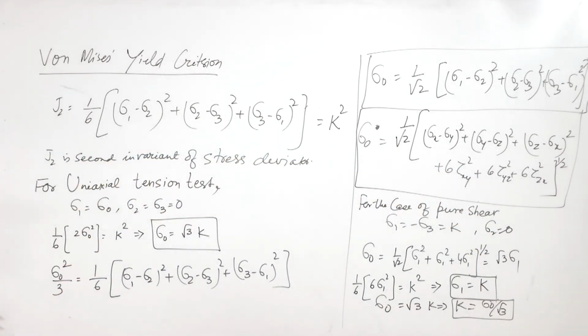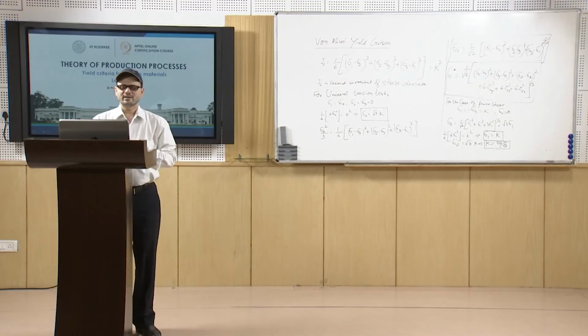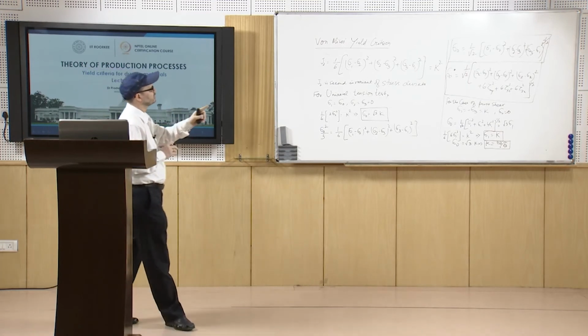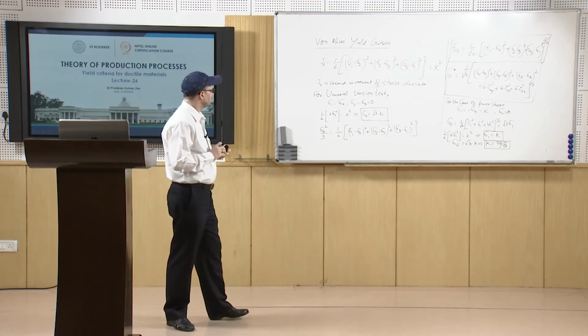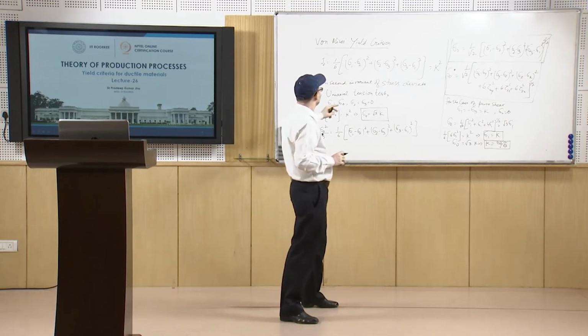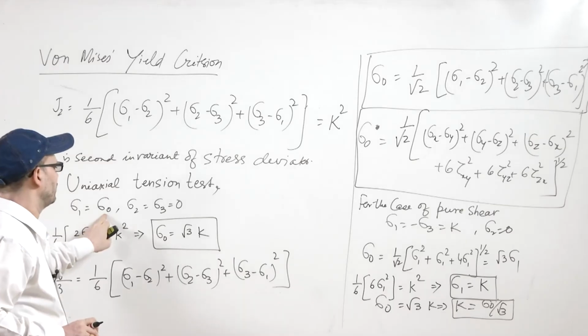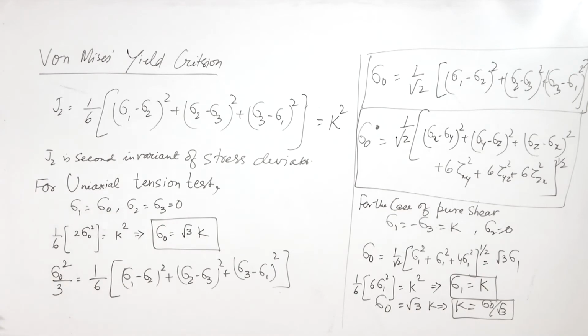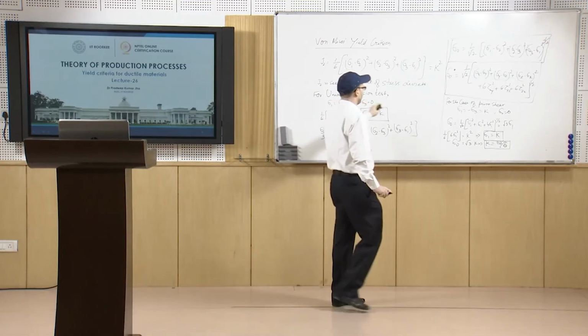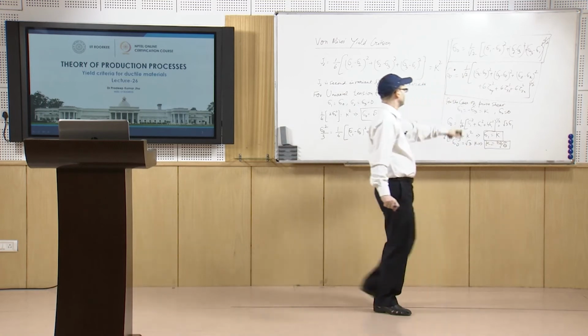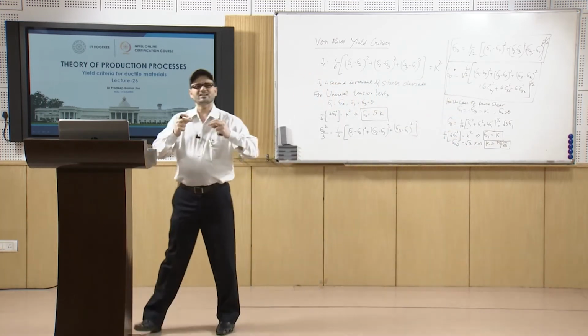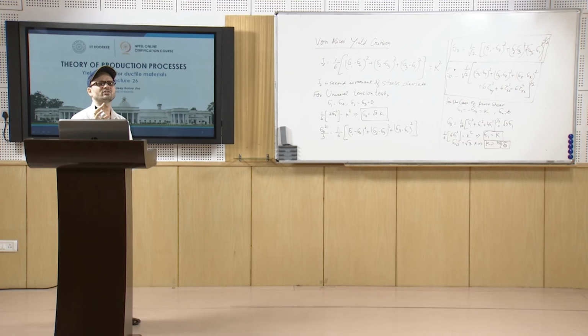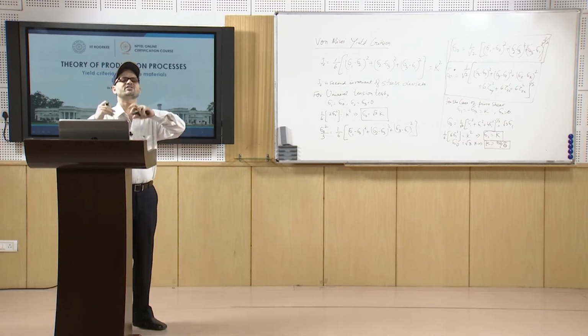Now, in this case what you see is k will be sigma naught by root 3, and that is what it tells us: the yield stress in torsion. In the earlier cases sigma 1 was sigma naught and that was equal to k, but in this case k is sigma naught by root 3. So, it will be lesser.